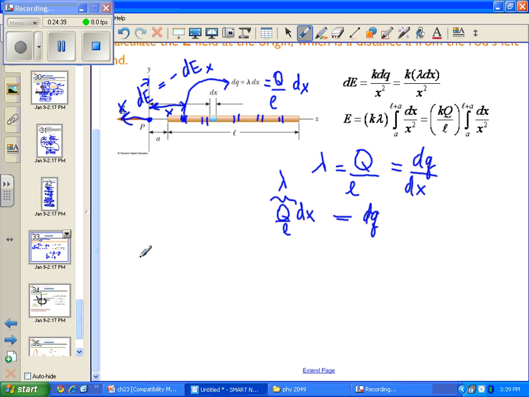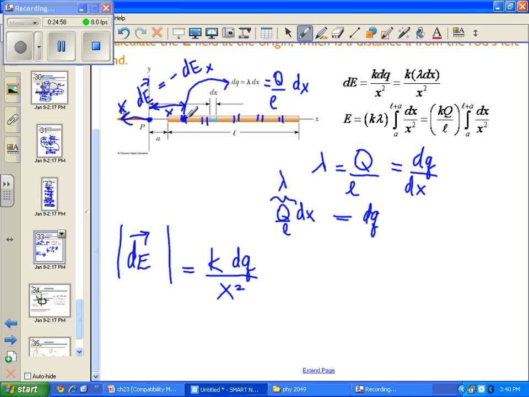Well, we're not done yet. We next proceed to write the form of dE in terms of the magnitude, just like we've done all along. K, this time dq, not Q, but dq, divided by x squared. Why? Because my little dq here is at a distance x from the origin. I make a substitution now for the quantities that I know. dq equals big Q over L times dx over x squared. And of course, I could just make this one line. It doesn't matter.